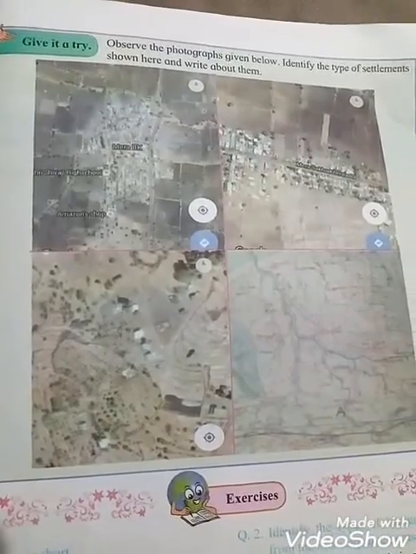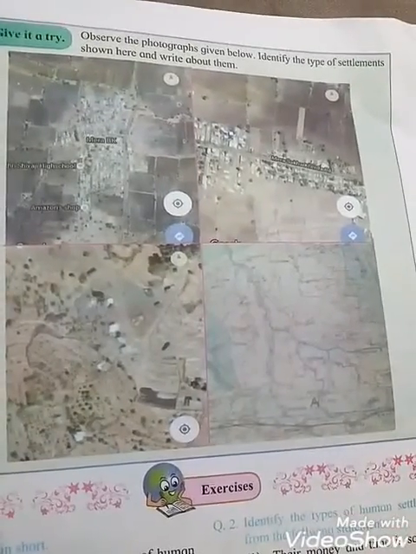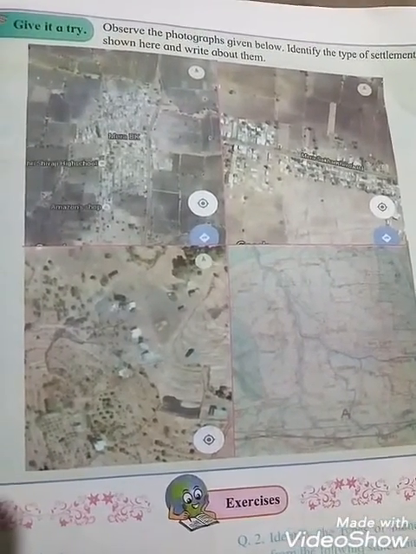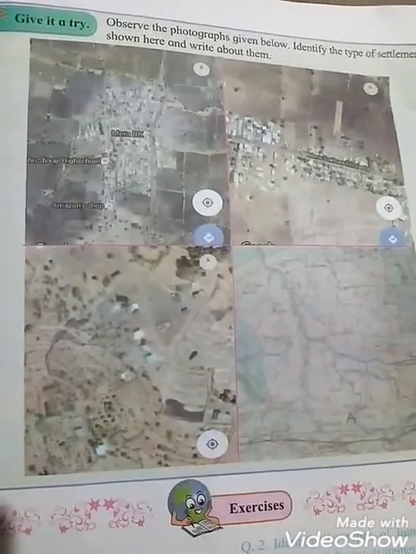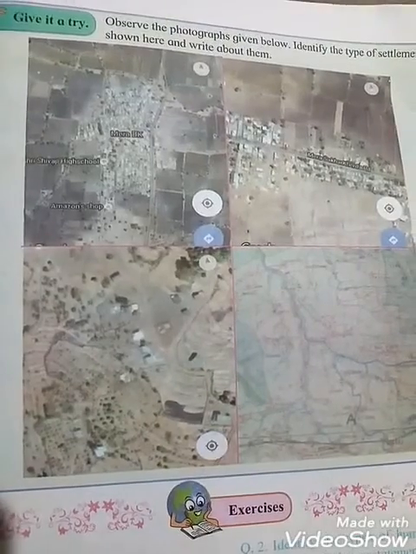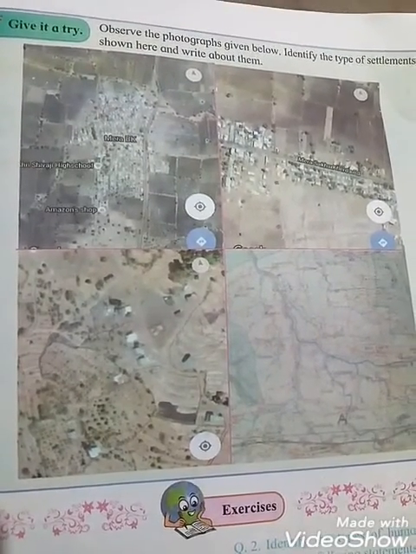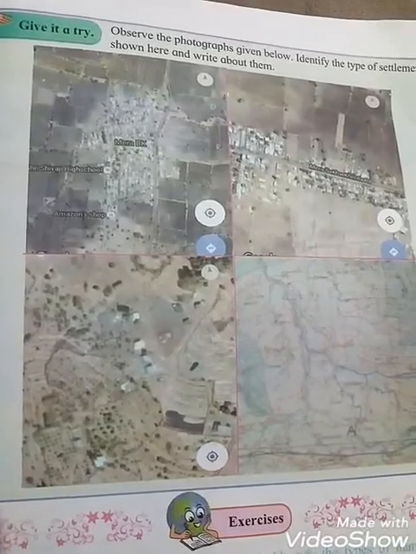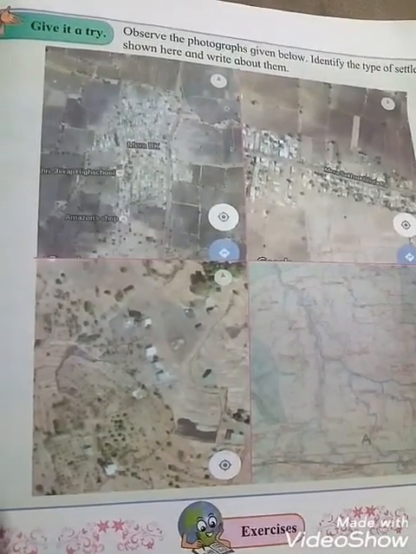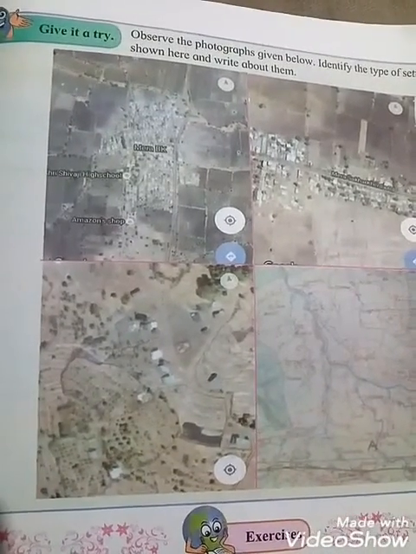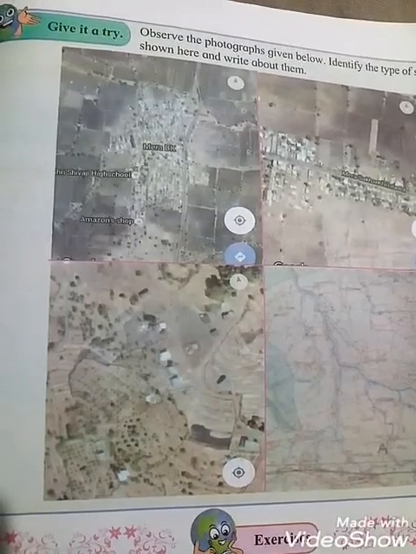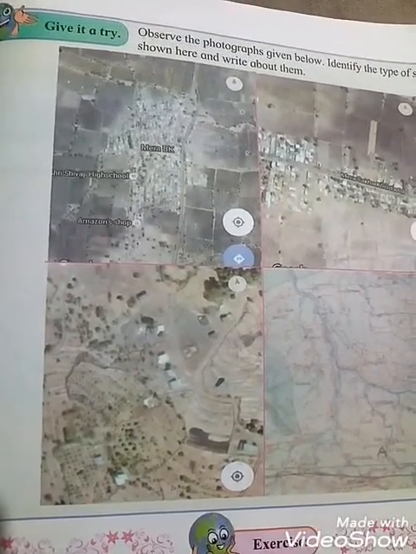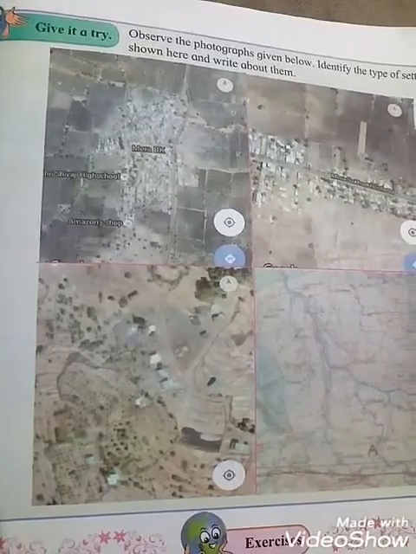Give it a try. See students, it is totally activity based. Observe the photograph given below. Identify the types of settlements shown here and write about them. There are a total of four figures. Figure 1 is an urban settlement. Houses, schools, shops are close to each other. See that schools are there, shops are there, and densely populated.